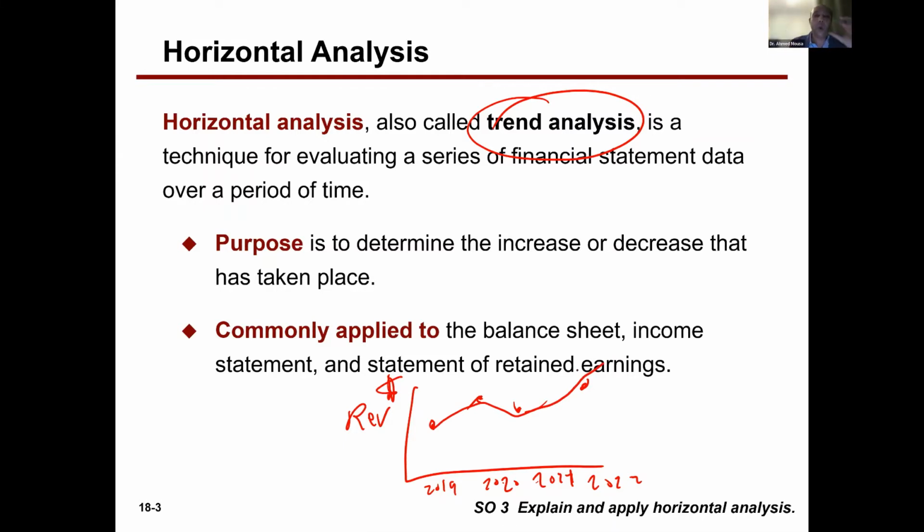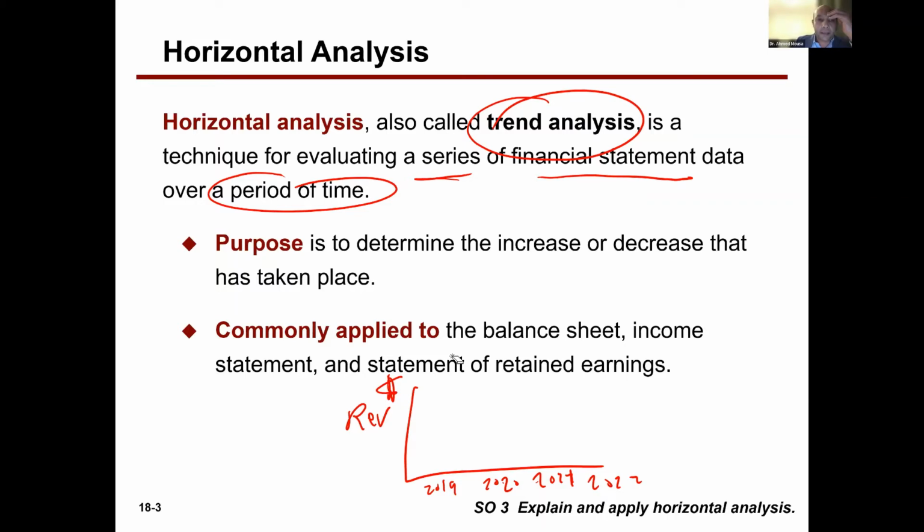You compare one account over the years. So only one account. It is a technique for evaluating a series of financial statement data over a period of time. So you compare the revenue over the years, how it's performing. It's growing, it's going down. Your net income, is it going up or going down? This is a trend analysis or horizontal analysis. So you look at each account separately over many years.